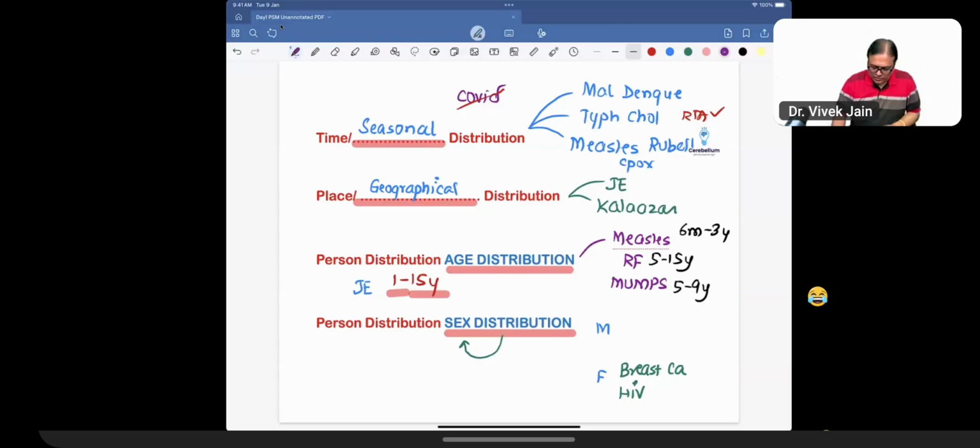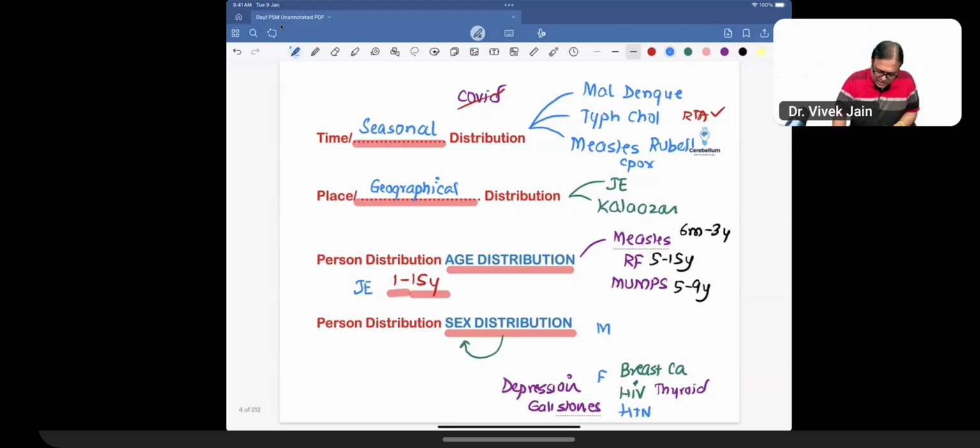So breast cancer, 99% cases in females, we have to remember, right? HIV, more common in females. Then thyroid disorders, depression, gallstones, many diseases are there. Migraine. What about males? Diseases which are more common in males, distribution wise. Yes, even hypertension, cataract in females.